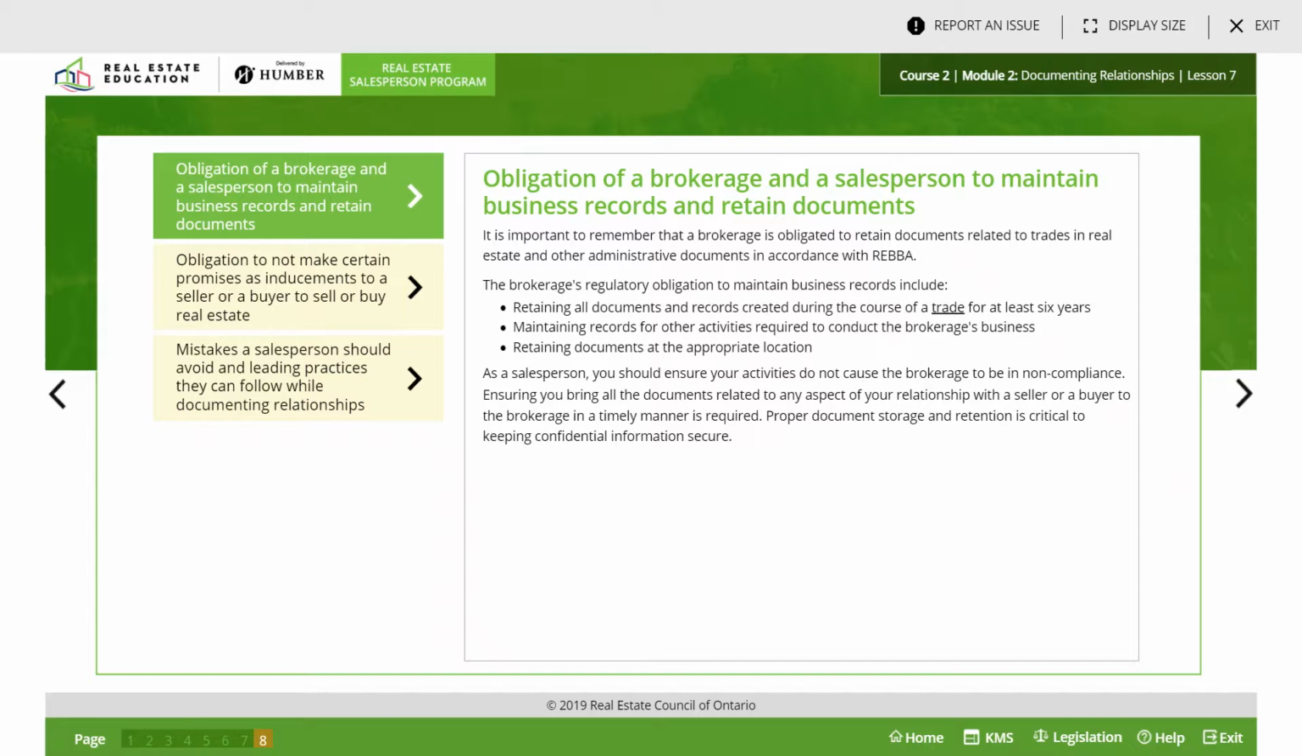As a salesperson, you should ensure your activities do not cause the brokerage to be in non-compliance, ensuring you bring all documents related to any aspect of your relationship with a seller or a buyer to the brokerage in a timely manner. It is required. Proper document storage and retention is critical to keeping confidential information secure.